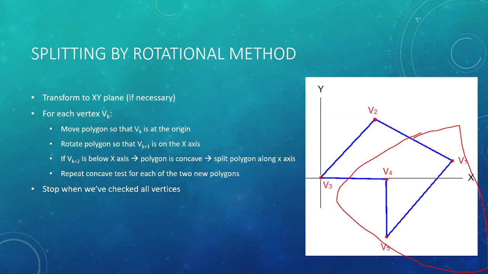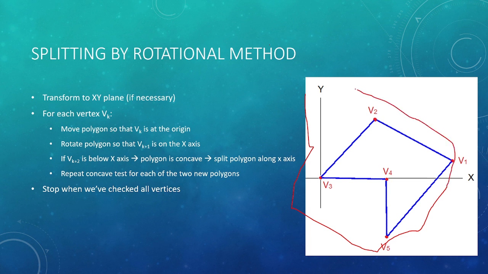Now splitting by the rotational method: transform to the xy plane if necessary. For each vertex vk, move the polygon so that vk is at the origin, and rotate the polygon so that vk plus 1 is on the x-axis. If vk plus 2 is below the x-axis, the polygon is concave, so split the polygon along the x-axis. Repeat the concave test for each of the two new polygons, and stop when we have checked all the vertices. Likewise we have to perform each rotational method. See, this is an example.